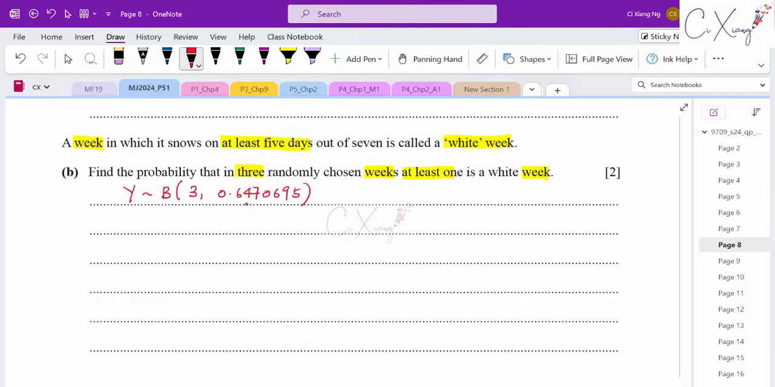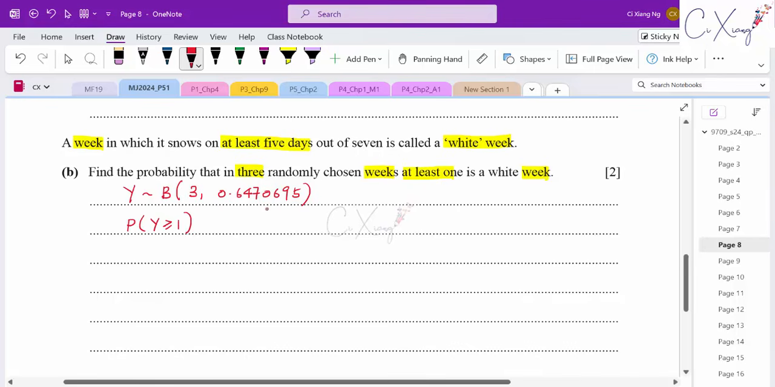All right, so we strongly suggest students that if you can, you always keep the value as long as possible in your calculation. Okay, so let's have a look at part B. They want you to find the probability for y greater than or equal to 1, at least one white week.